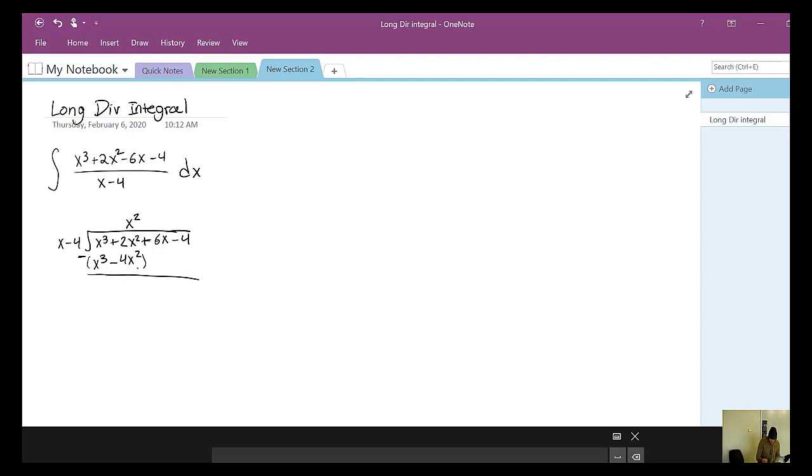Okay, I subtract these two polynomials. Let's see, x cubed minus x cubed is 0. And what is 2x squared minus negative 4x squared? Negative 2x... no, it'll be 6x squared, right? And then break this down.